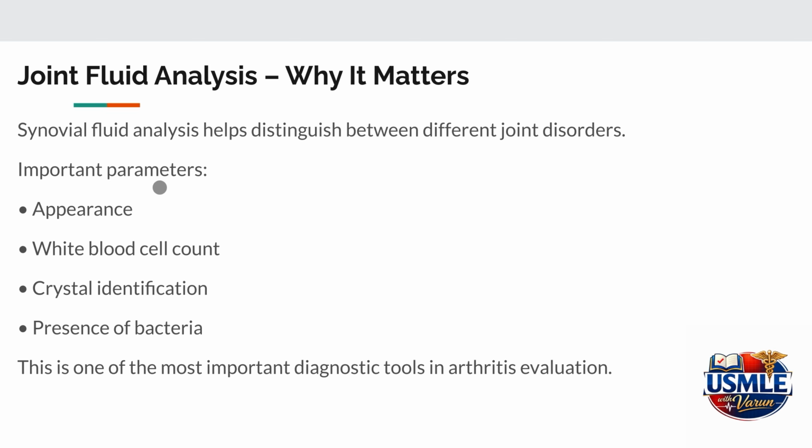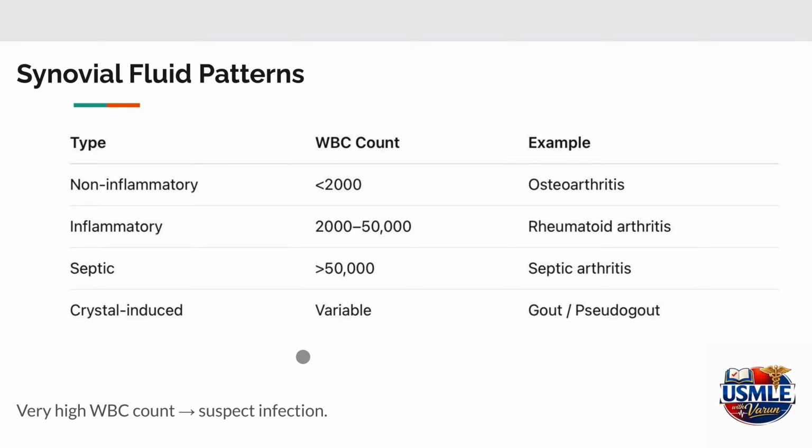Synovial fluid analysis is an important diagnostic tool when evaluating arthritis. Several features of the fluid are examined. These include the appearance of the fluid, the white blood cell count, the presence of crystals, and whether bacteria are present. These findings help distinguish between degenerative arthritis, inflammatory arthritis, infection, or crystal-induced arthritis.